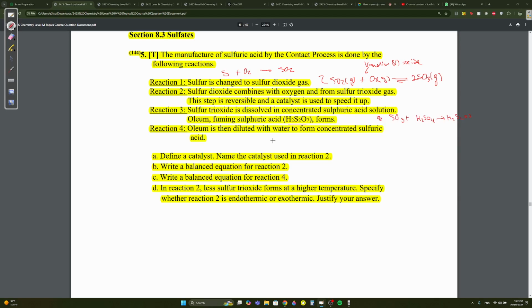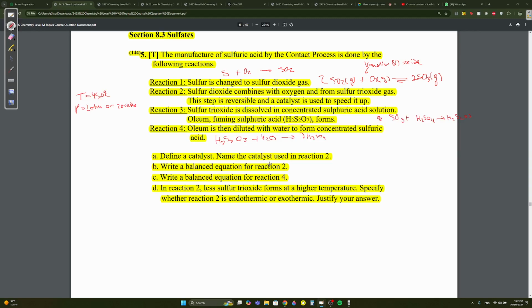Oleum is then diluted with water to form concentrated sulfuric acid. Then you take this H2S2O7 and you put it in water, and we get H2SO4. This is the contact process summed up. And the conditions, I'll write them on the side: 450 degrees Celsius, 280 kPa, or 200 kPa. If you memorize all this, you're done for the contact process. You're done for the sulfur.